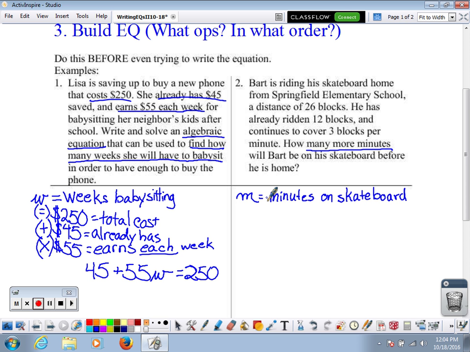Bart is riding his skateboard home from Springfield Elementary School, a distance of 26 blocks. He has already ridden 12 blocks and continues to cover 3 blocks per minute. How many more minutes will Bart be on his skateboard before he's home? All right, so what are some important numbers that we see in there? 26. And what's 26? Okay, that's the total blocks, his total distance. So we'll say 26 blocks is his total distance.